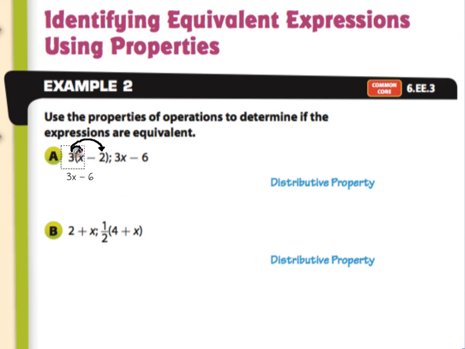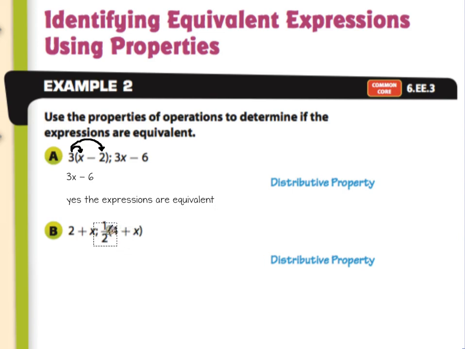So now this 3 times the quantity x minus 2 changed to 3x minus 6. Well, is 3x minus 6 equivalent to 3x minus 6? They're the same thing, so yes, these expressions are equivalent. So basically what you're doing is you're seeing, can I manipulate this expression to make it the same as the other one? If so, then they are equivalent.